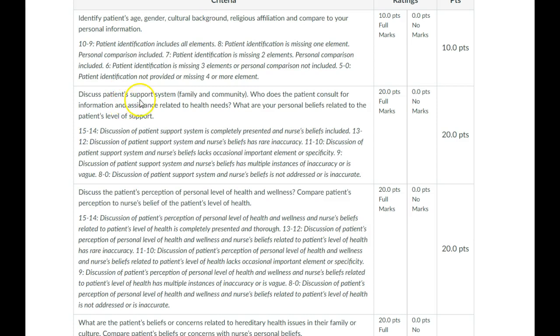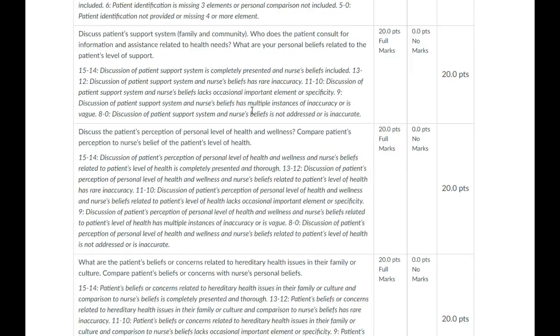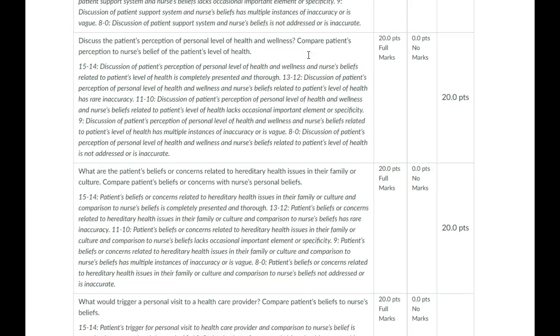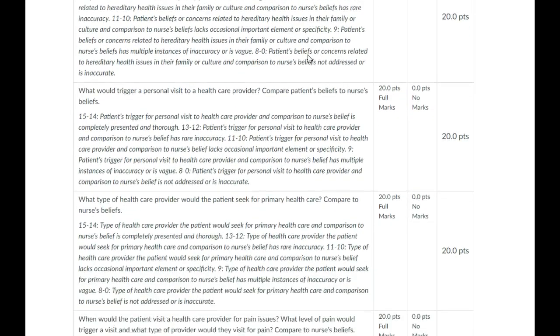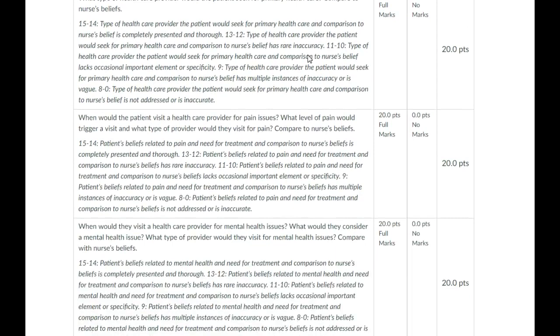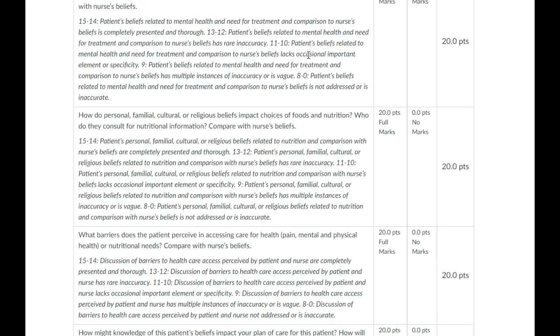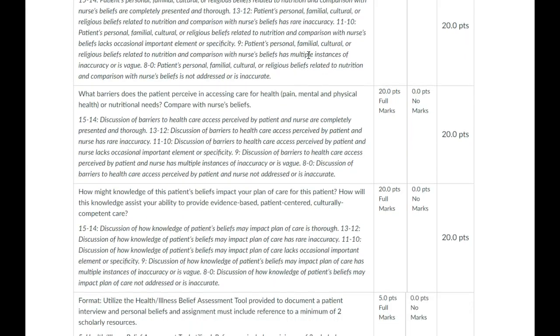Again, here you have discuss the patient support system. Who does a patient consult? What are your personal? So you have 3 elements there, and they need to be described in an appropriate and thorough manner. So when you see these different questions, you know that there's at least 2 or 3 things in each question that you do need to answer. So as you scroll down, just make sure that you are including all that information so that you do receive full points for each area.